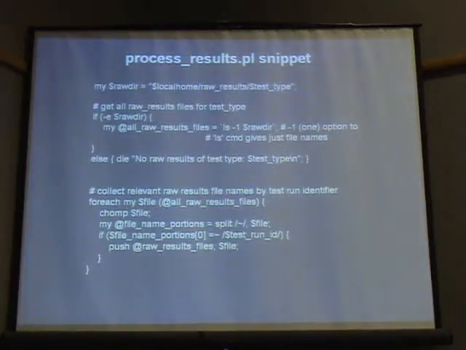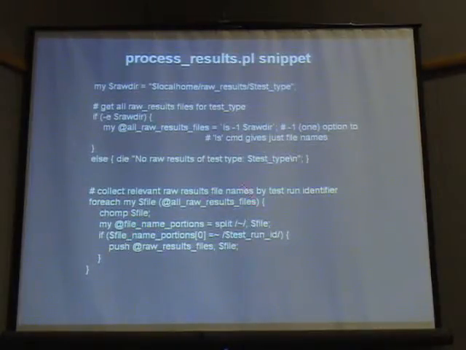Process results. This snippet shows getting all the raw results files, again, for a particular test type. I want to get all of them for just this test type that you ran. And I do ls -1 here to get a list of file names. I got to thinking after I went to the Perl security tutorial, where they talked about not unnecessarily spawning a shell with backticks. But in this case, this doesn't involve user input, so I think it's safe enough, though you may want to use Perl's readdir function instead.